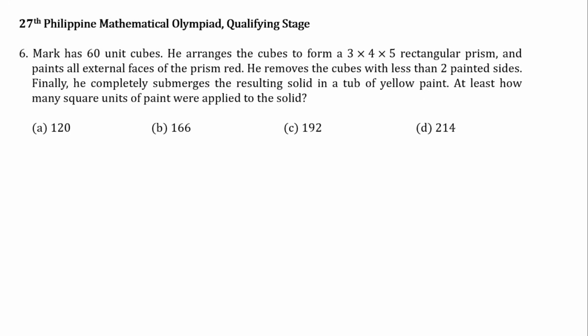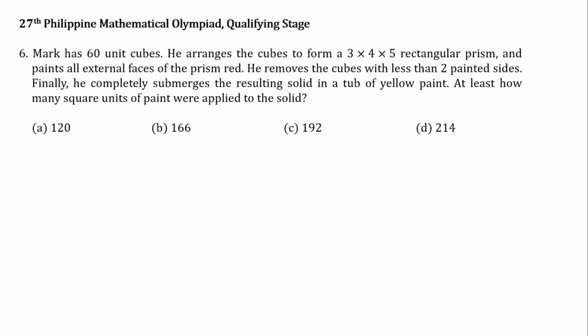He arranges the cubes to form a 3x4x5 rectangular prism and then paints all external faces of the prism red. He removes the cubes with less than 2 painted sides. Finally, he completely submerges the resulting solid in a tub of yellow paint. At least how many square units of paint were applied to the solid?